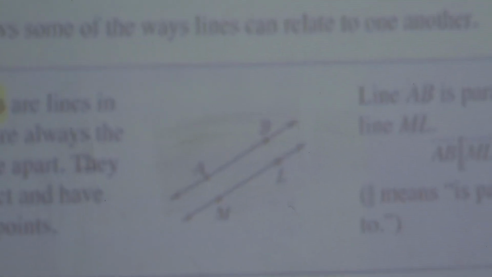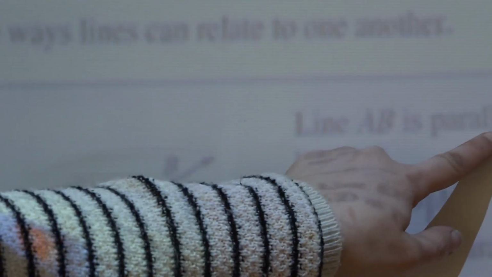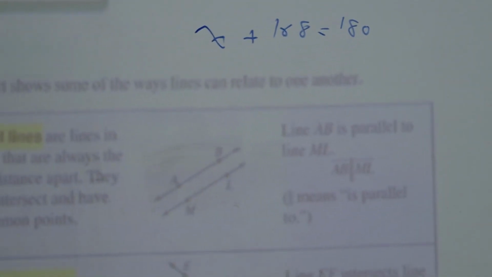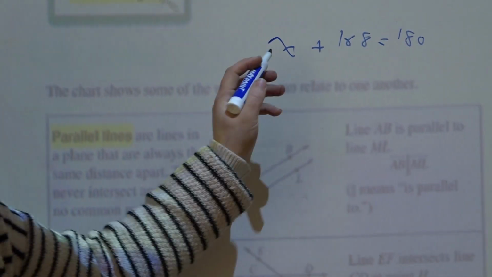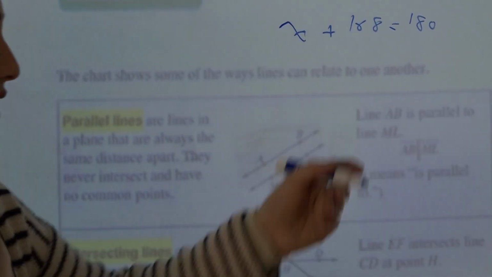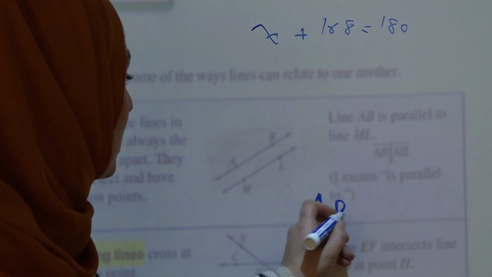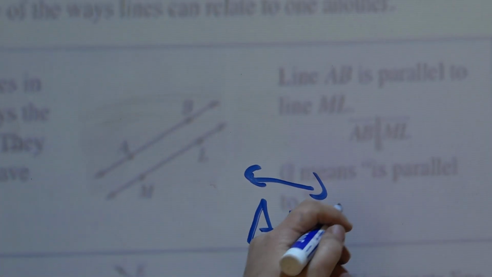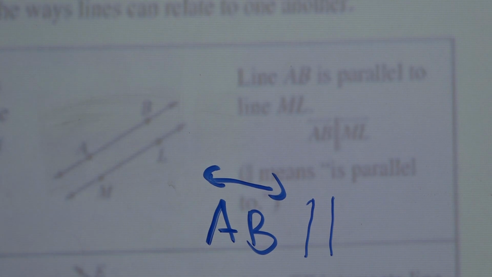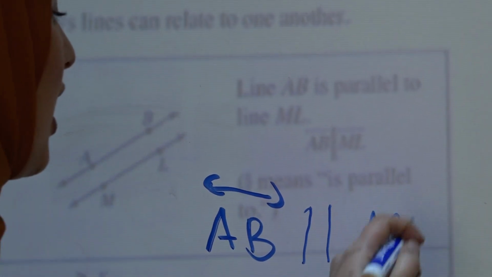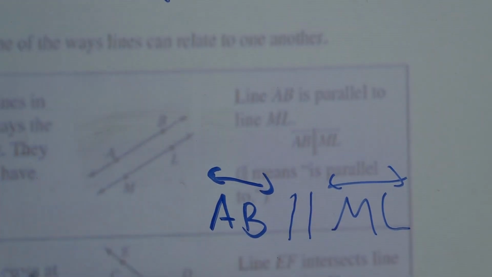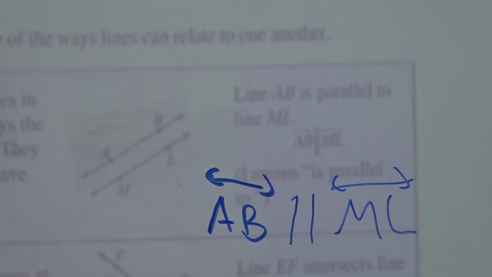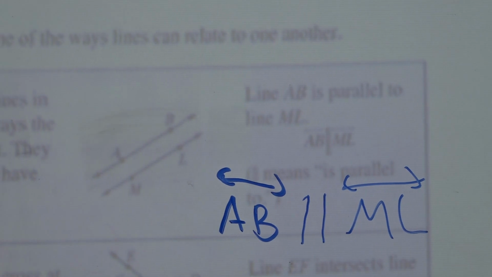So how do we read it? You tell me line AB is parallel to line ML. How do we write it? Instead of saying line AB, we write AB with a line over it, then the symbol of parallel, then line ML, with a line over it. Like this, you need to write it for me.